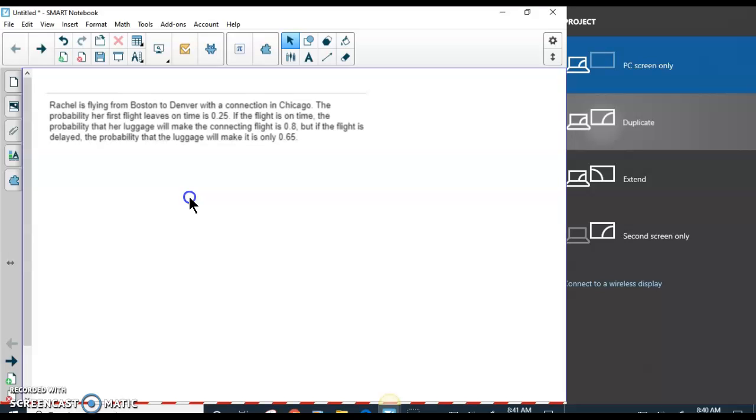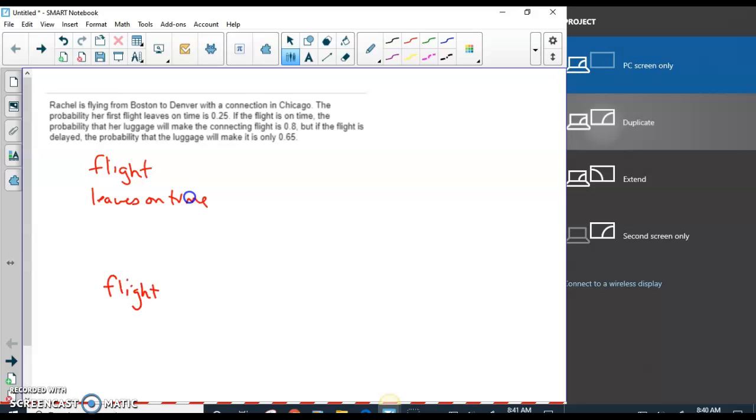So I'm going to make a tree diagram to help us solve this problem. The first thing that I'm going to do over here on the left-hand side is I'm going to have two things. Either her flight leaves on time, or her flight is late. Well, up here in the story problem, it says that the first flight leaves on time is 25%. So I'm going to put 0.25 by this. Well, if it's a 25% chance of her flight leaving on time, then it's 100 minus 25, or 75%, so 0.75 of the time her flight is late.